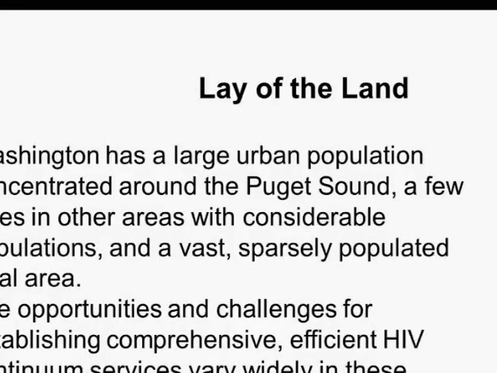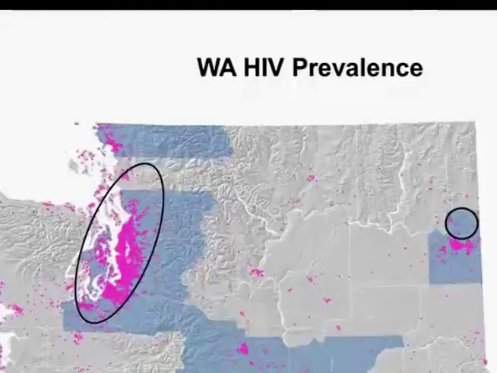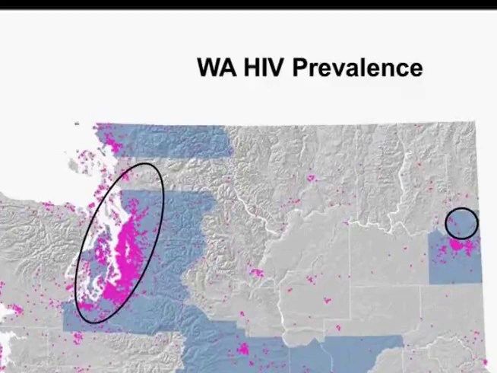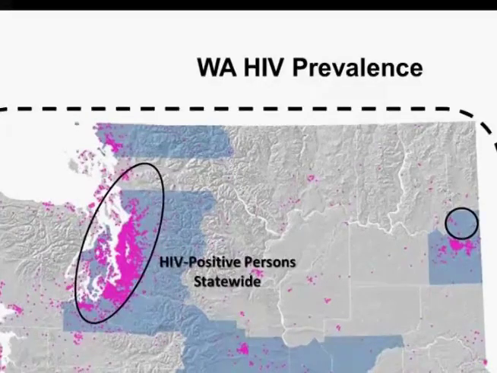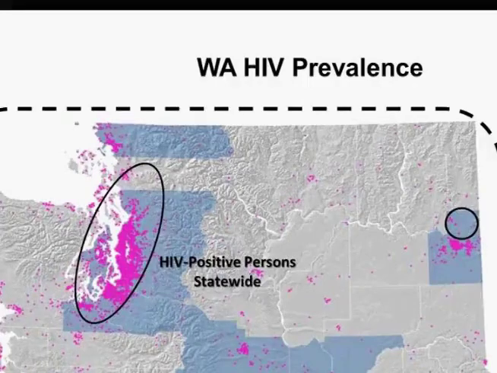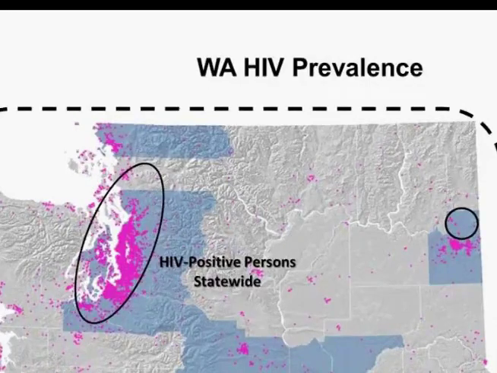So the opportunities and challenges for establishing efficient HIV continuum services really are quite different depending on which one of these contexts you're looking at. So this is just an illustration of what I just showed you. The part in the oval is the Puget Sound area. Over there to the right-hand side of your screen is Spokane, and down at the bottom is Clark County, Vancouver.